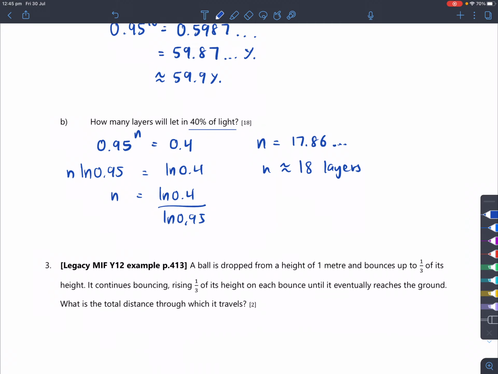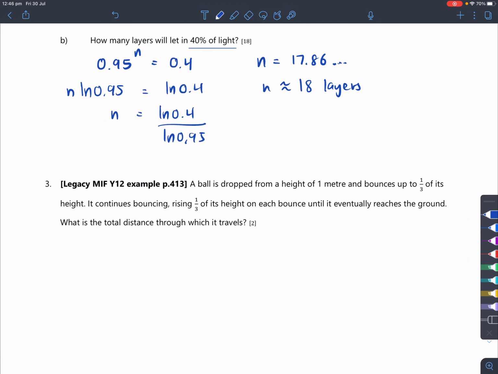So, question 3. A ball is dropped from a height of 1 meter and bounces up to a third of its height. It continues bouncing, rising 1/3 of its height on each bounce until it eventually reaches the ground. What is the total distance through which it travels? Okay. So for this question, I think it's best to draw a diagram.